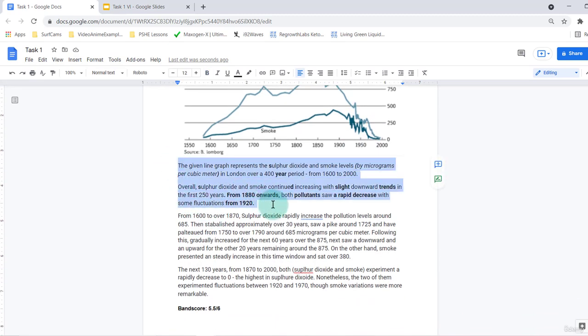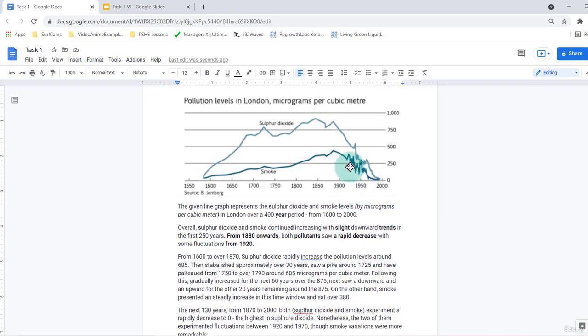Okay, so let's read back the overview. Overall, sulfur dioxide and smoke continued increasing with slight downward trends in the first 250 years. Okay, so this sentence is splitting the graph in two. So let's move on. From 1880 onwards, both pollutants saw a rapid decrease with some fluctuations from 1920.